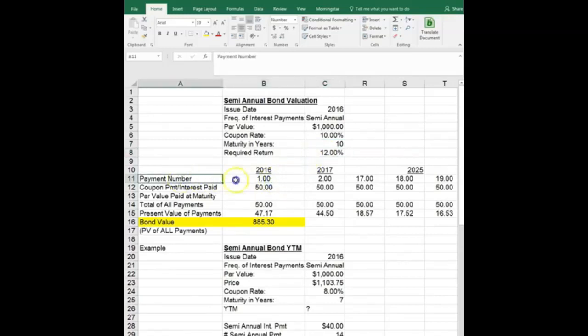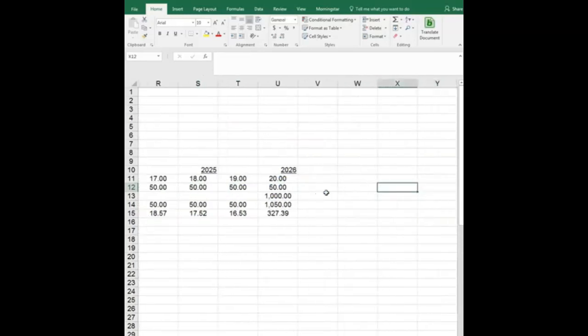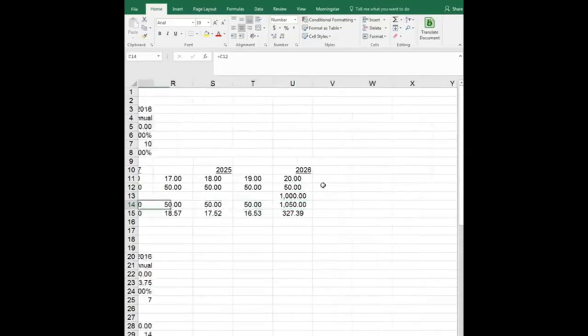So if we look at the payments, 6 months from now in 2016 we'll have an interest payment of $50, which is 1/2 of the $100 of interest that we paid each year. 10% of $1,000 divided by 2. And then in another 6 months there'll be another $50 payment, and so forth. So we will have a total of 20 payments of $50 each, and at maturity we receive the par value. So on the 20th payment we will have a total cash flow of $1,050.